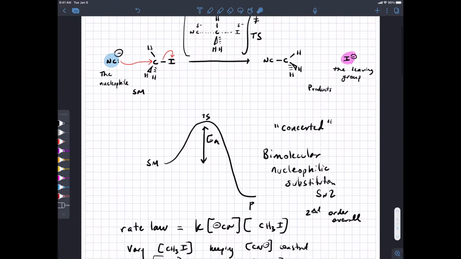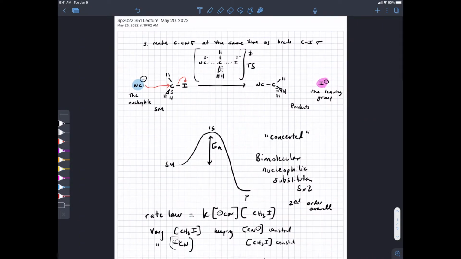We said that this is called an SN2 reaction, S for substitution, N for nucleophile, and 2 for bimolecular. That reflects the fact that there are two concentration terms in the rate law, and those reflect the fact that this single transition state involves CN minus and your alkyl halide starting material. And experimentally, we could test whether this was the case simply by measuring the rate of the reaction.